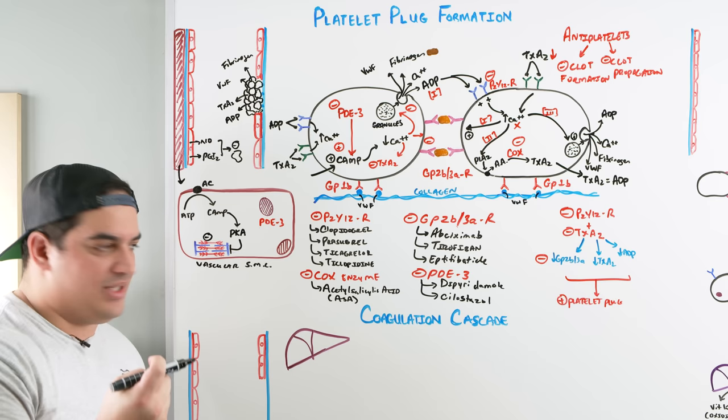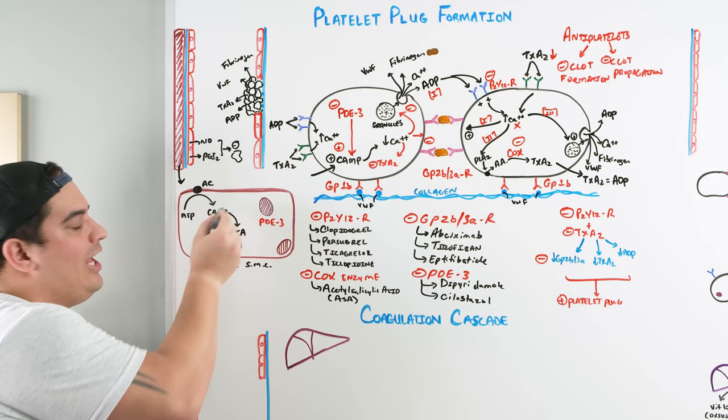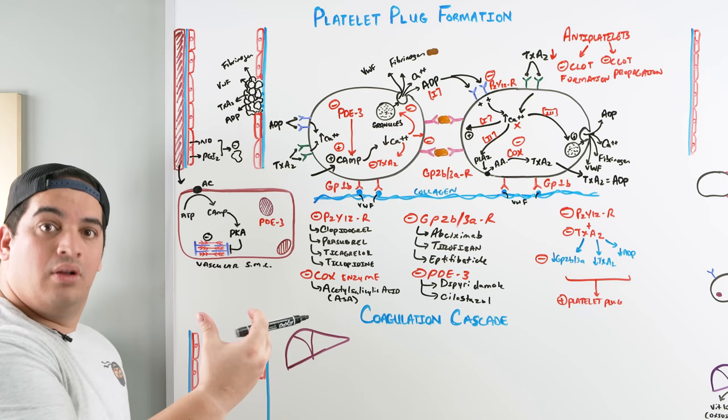Well, PDE3 is going to work to specifically inhibit cyclic AMP. So if it decreases cyclic AMP, it would decrease the protein kinase A, you would not phosphorylate, and it would promote contraction, right, of the actual smooth muscle cell.